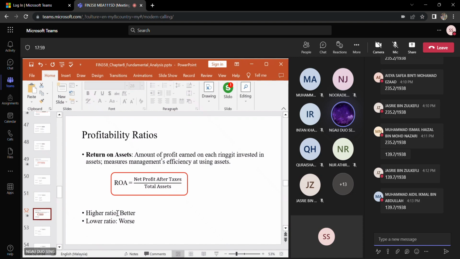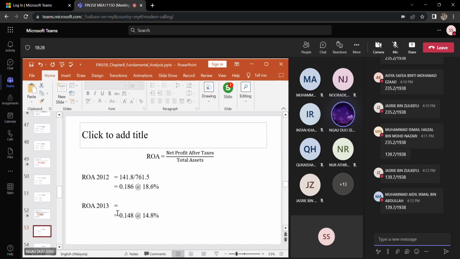Next, we have return on asset. So we have amount of profit earned on each ringgit invested in asset. Measure management efficiency at using asset. So we want to check how good a company uses their total asset to generate income, net profit. So ratio higher is better. So you calculate for year 2013.